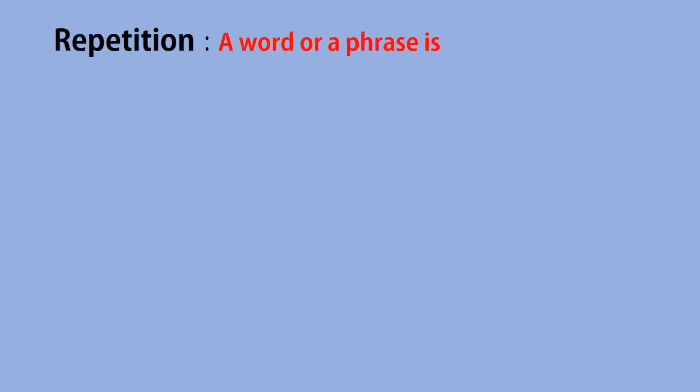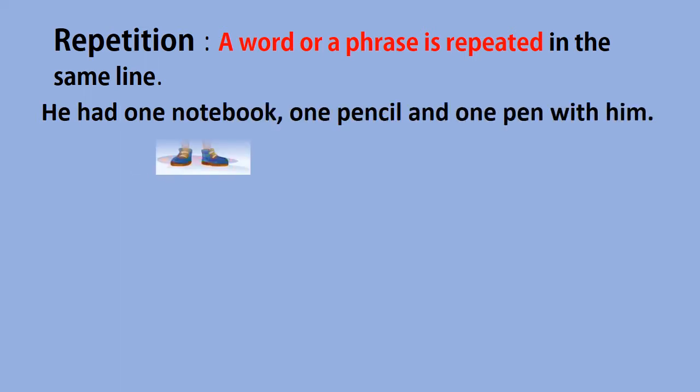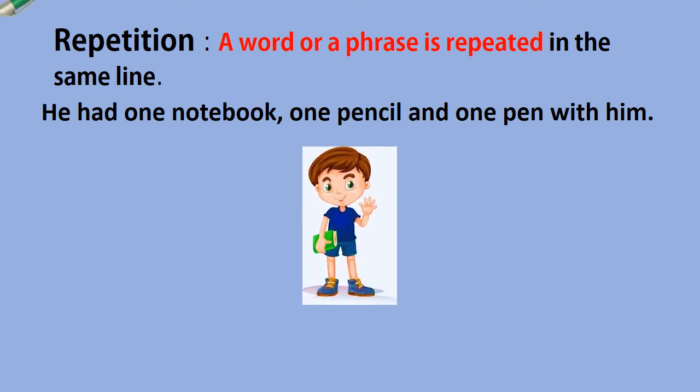The second type of figures of speech is repetition, wherein a word or a phrase is repeated in the same line. As in the example, he had one notebook, one pencil and one pen with him. Here, what is repeated? Which word? One. One is repeated in the same line.